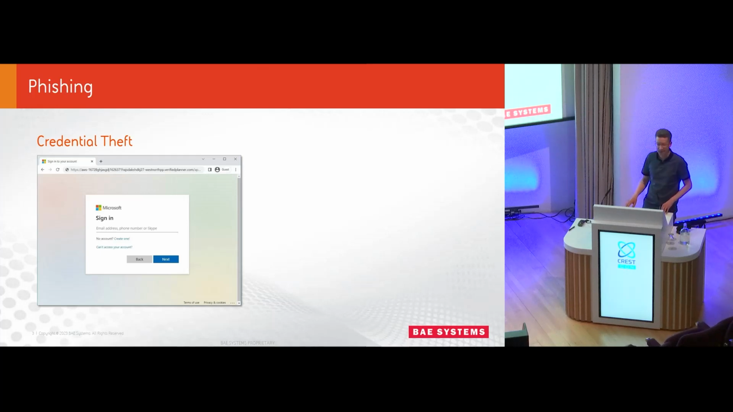In terms of phishing attacks, we split phishing attacks into 2 main categories. The first one is credential theft. This is where an attacker is trying to get credentials from users by making up fake websites like this. They'll get usernames, passwords, and they can also get MFA codes through these methods as well. So it's a good way for an attacker to get into a network, onto a system in some way by getting valid creds.